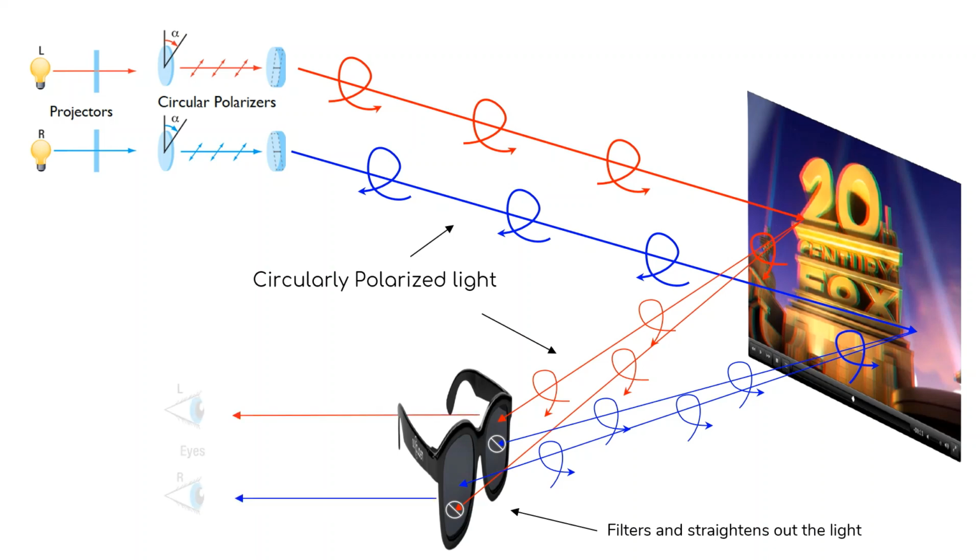After the images are filtered, they are also straightened out by the 3D glasses, since human eyes cannot see circularly polarized light. The two separate images are then combined in the brain, creating a 3D visual effect in the brain.